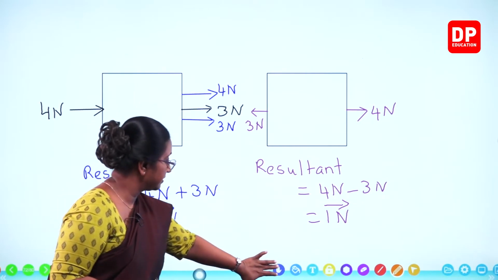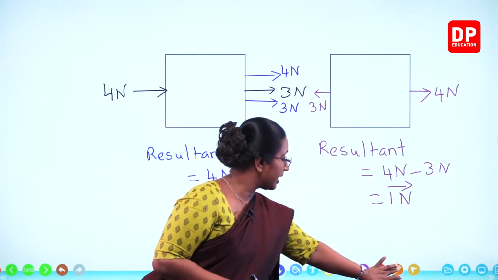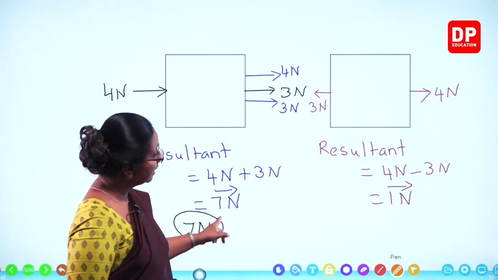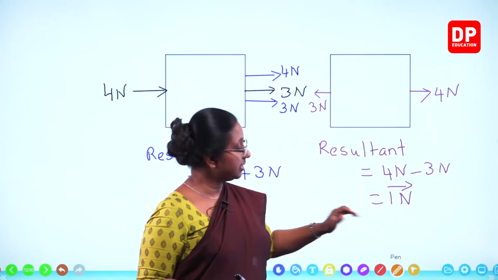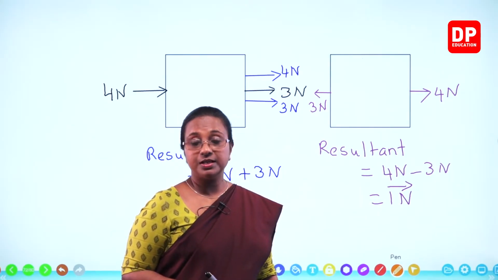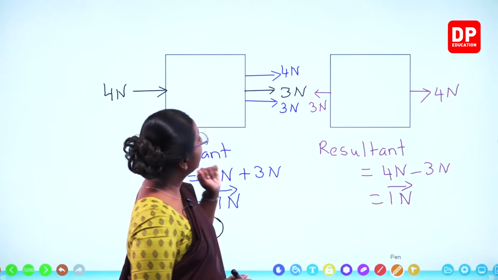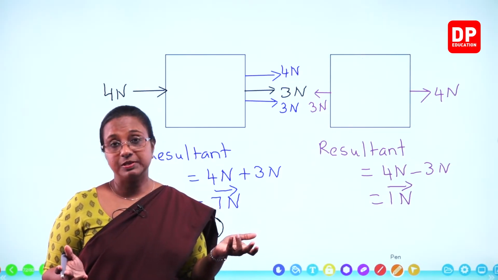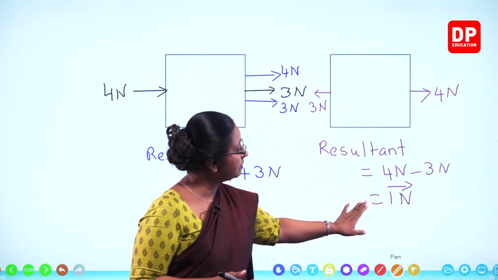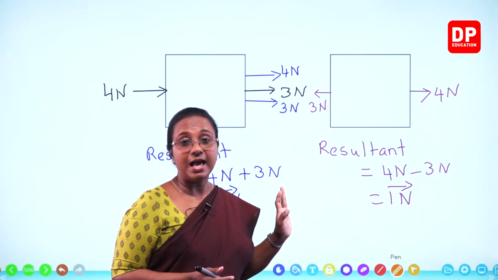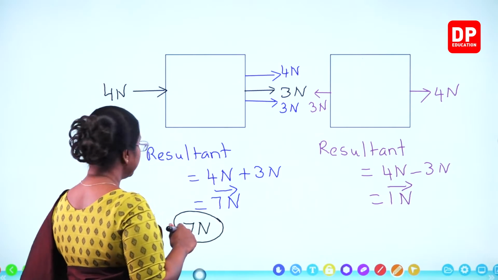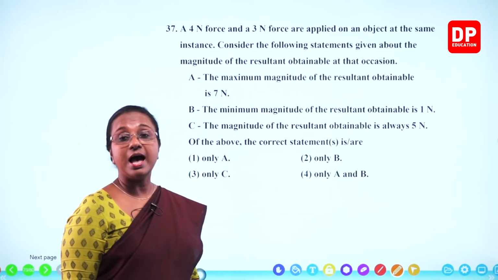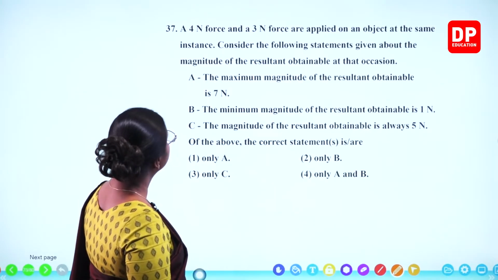So in one instance, if both forces act in the same direction, you can get the resultant 7 Newton. That is correct. If the forces are acting in the opposite direction, you can get the 1 Newton resultant force. But can you get a resultant of 5 Newton? That is not possible. So these are the possible ways in which these two forces can be applied to an object. So now if we try to answer the question, a 4 Newton force and a 3 Newton force are applied on an object at the same instance.